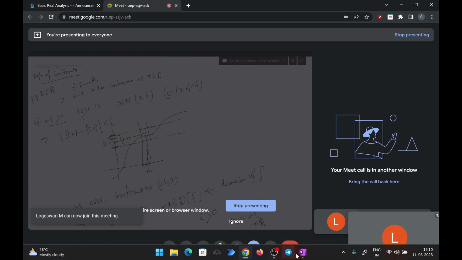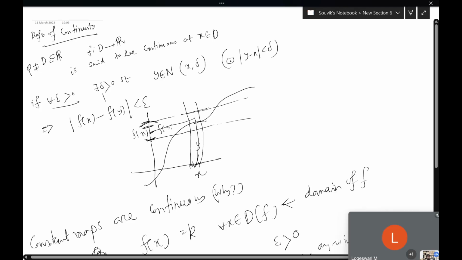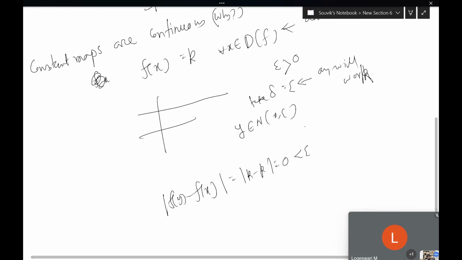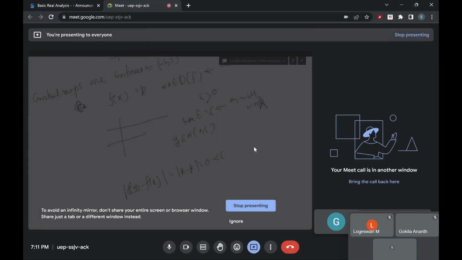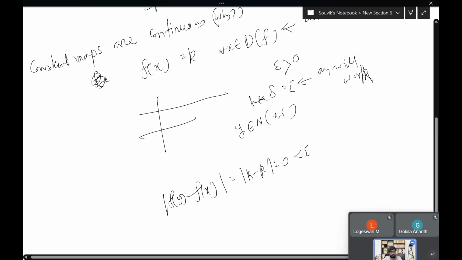Can you see the screen? Logishri, can you see the screen? Please let me know. I think your mic is off. Hello, can you see the screen?